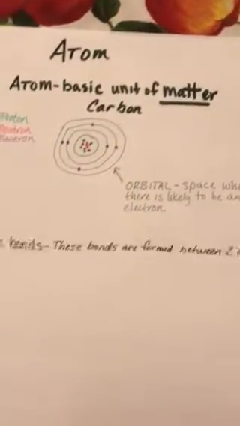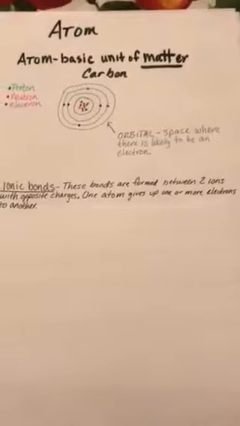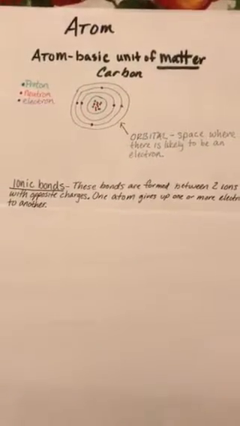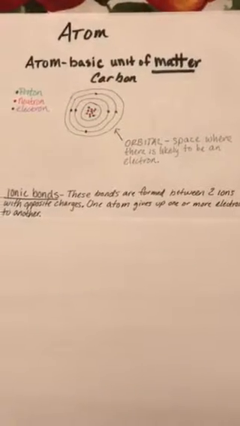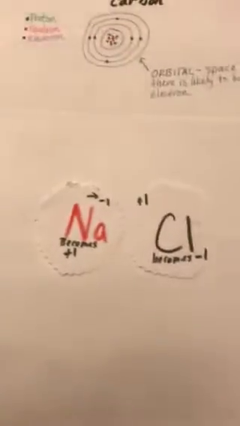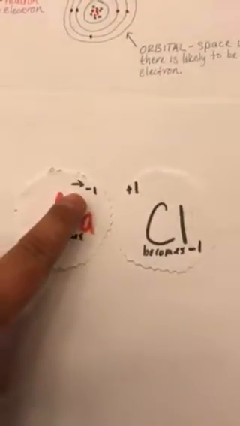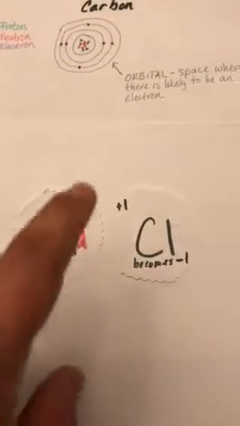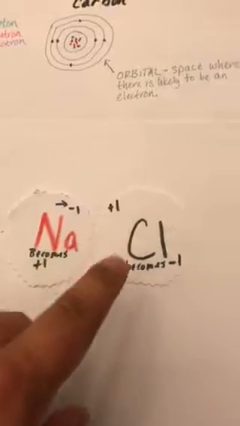The next thing I'd like to go over with you is ionic bonds. These bonds are formed when two ions with opposite charges form, and one atom gives off one or more electrons to another. The perfect example of that is table salt, which is sodium chloride. Now, sodium gives off one electron and it becomes +1. Chlorine receives the electron but becomes -1 to balance out.